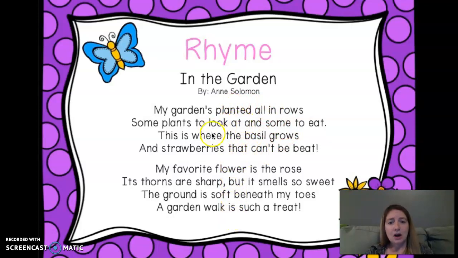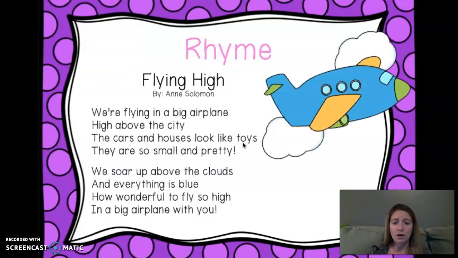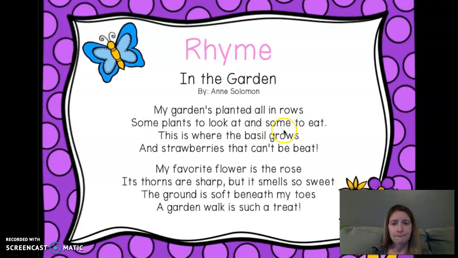So it says, my garden's planted all in rows, some plants to look at and some to eat. This is where the basil grows, and strawberries that can't be beat. My favorite flower is the rose. Its thorns are sharp, but it smells so sweet. The ground is soft beneath my toes. A garden walk is a treat.